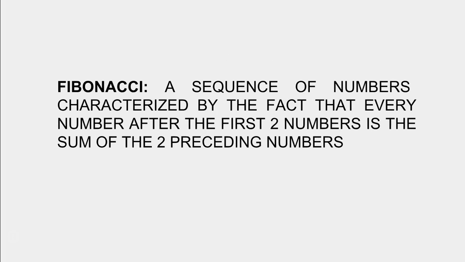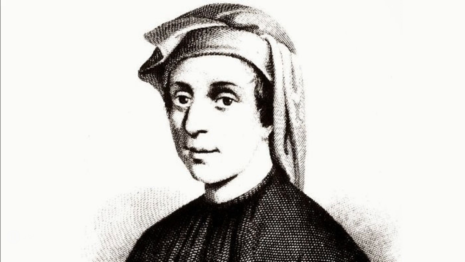Fibonacci numbers are a sequence of numbers characterized by the fact that every number after the first two numbers is the sum of the two preceding numbers. Although the sequence was described earlier in Indian mathematics, it was introduced to Western Europe by a man known as Leonardo of Pisa, also known as Fibonacci.